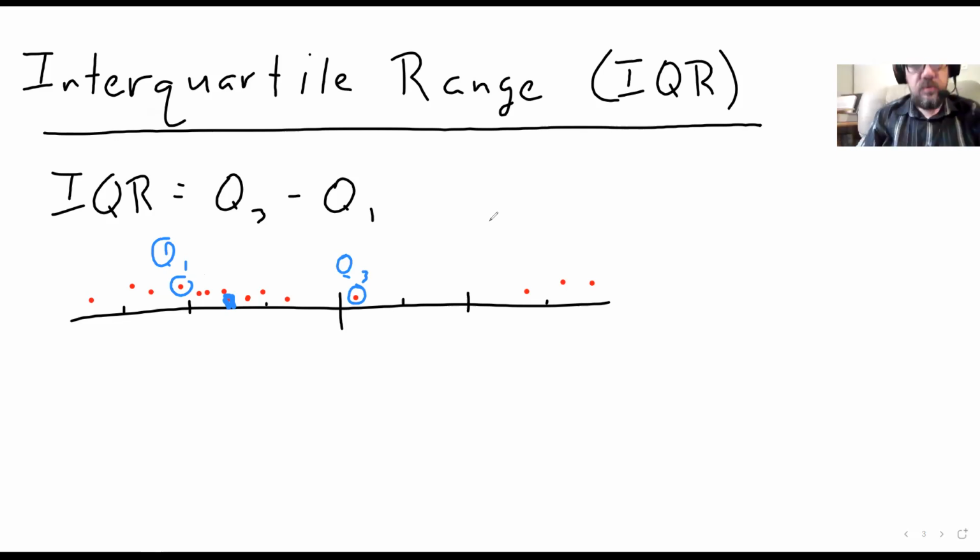It's not a very good Q, but just roll with it. I promise this is a Q right here. Q, there we go, Q3. And so the interquartile range in this case is just how far apart these things are. That's the IQR.